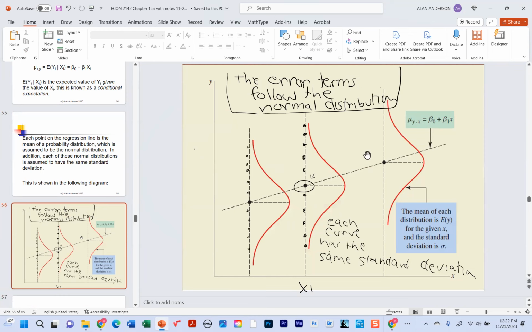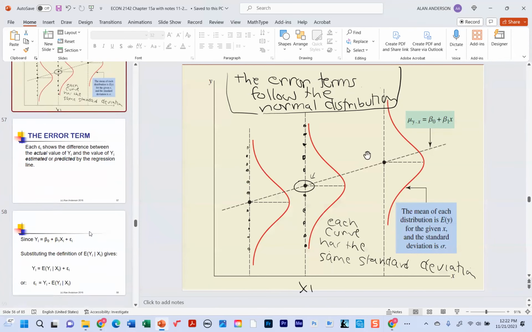And so what we're actually doing is creating probability distributions with these error terms. Ideally, they'd all be in the center, but in reality, they can be scattered across the line. But we can calculate their probabilities using the normal distribution. And if you notice in the bottom, it specifically tells us that each curve has the same standard deviation. That's an important assumption of regression analysis.